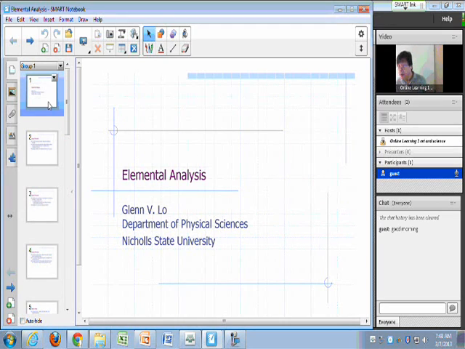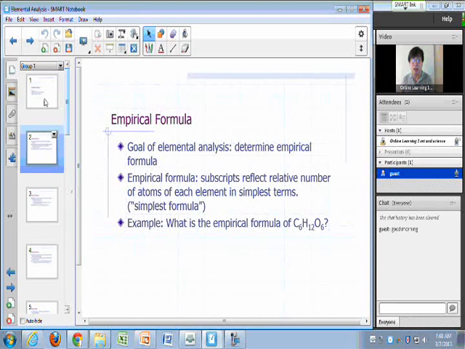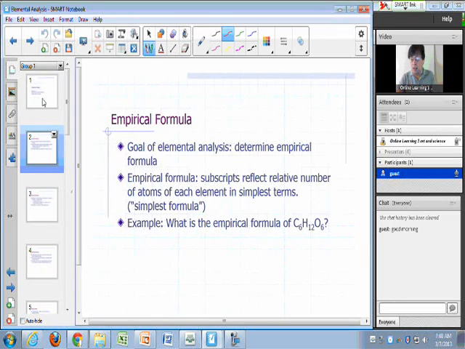Okay, let's get started. So moving on to elemental analysis today. So let's talk about elemental analysis. What's elemental analysis? Elemental analysis is really just something we do with the goal of determining the empirical formula of a compound. Okay, so let's first define what an empirical formula is.